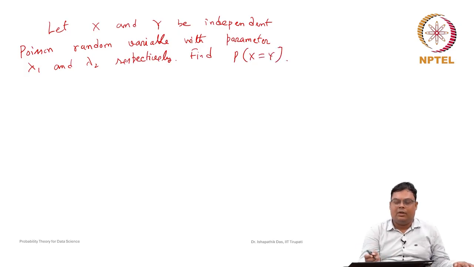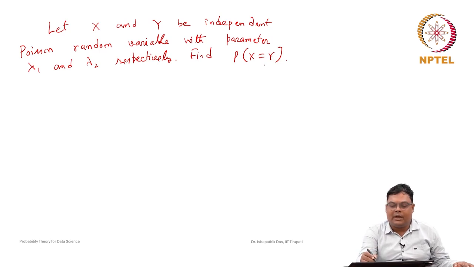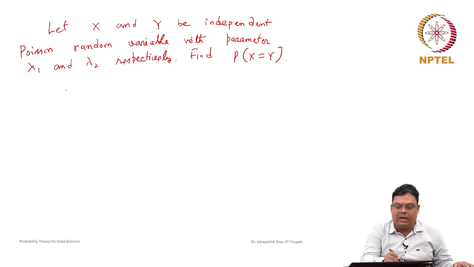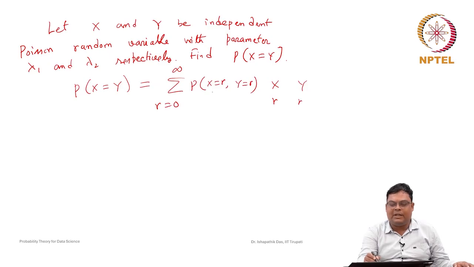How can we find that? We could find the distribution of Z equal to X plus Y using its probability mass function. But here it is asked for the probability that X is equal to Y, and because they are independent, we can use this independence. If X takes some value r, then Y also has to take r. So this is the summation over r equal to 0 to infinity of the probability that X is equal to r, comma, Y is equal to r, where comma means intersection, both have to be the same.